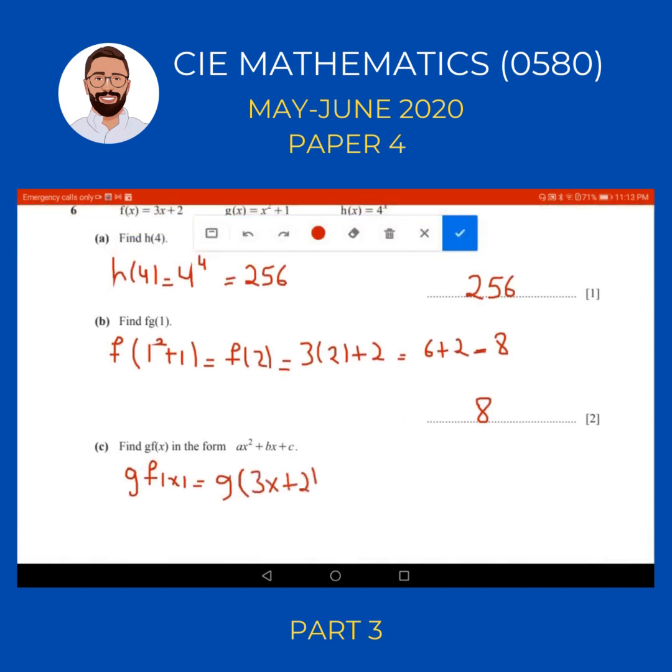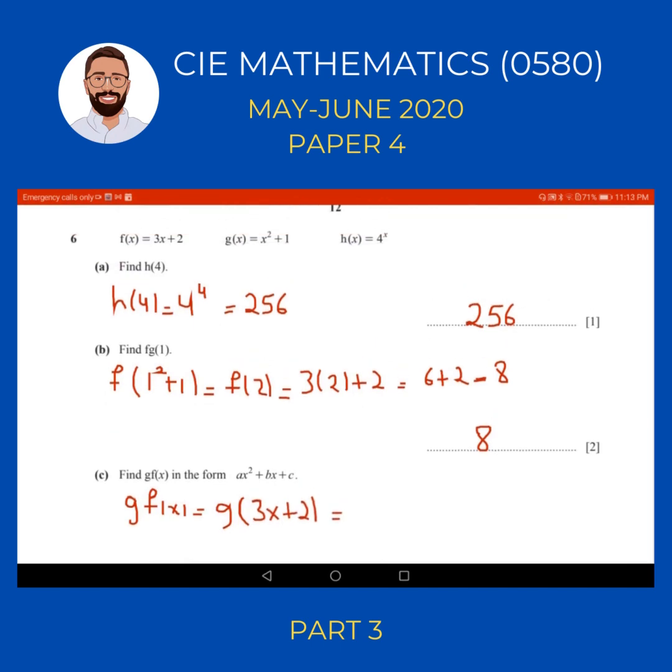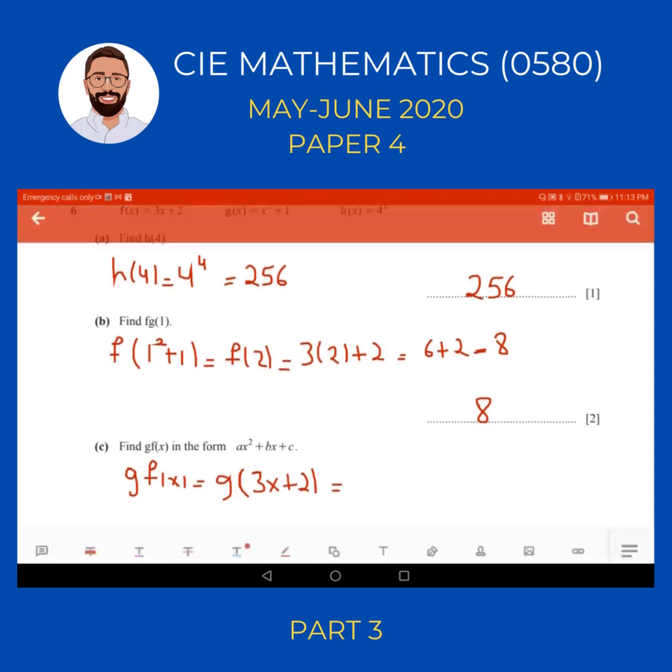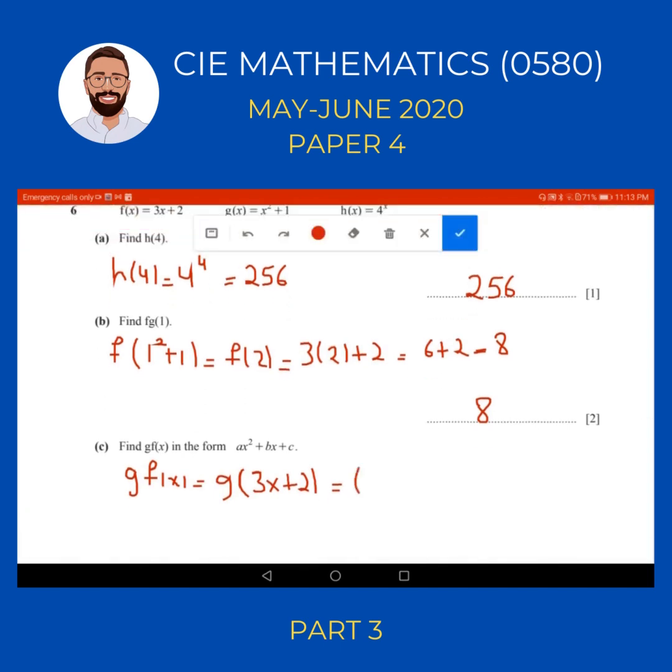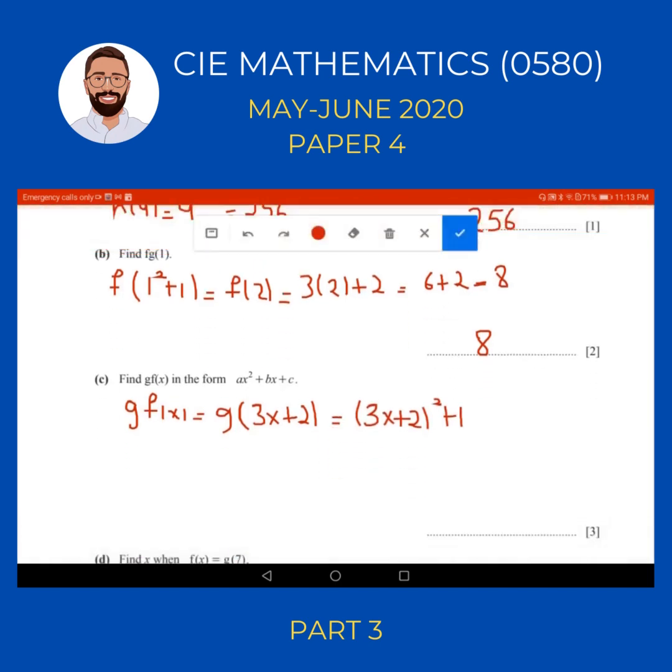And what's g of 3x plus 2? It's simply, I need to substitute 3x plus 2 into the function g of x. So it's equal to (3x plus 2) squared plus 1. Now to find gf of x, I need to expand (3x plus 2) squared. So it's (3x plus 2) times (3x plus 2) plus 1.